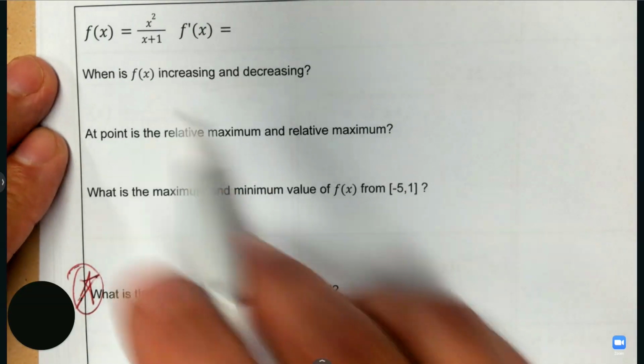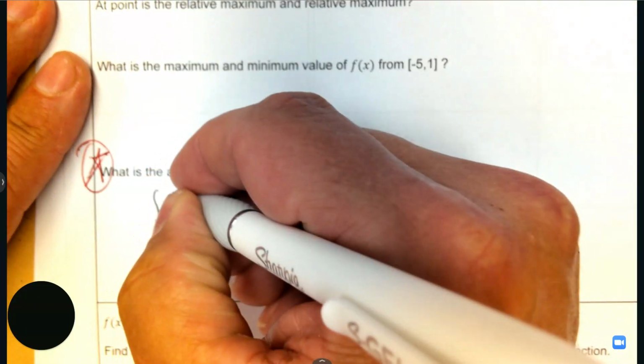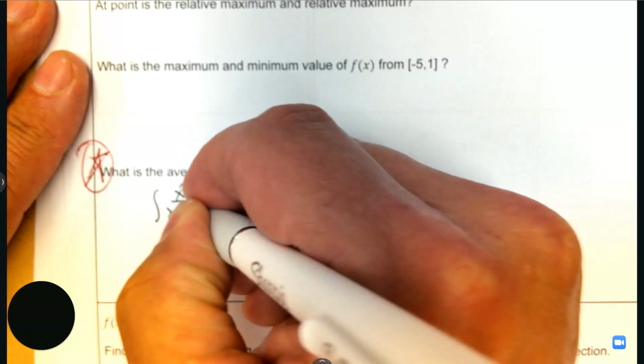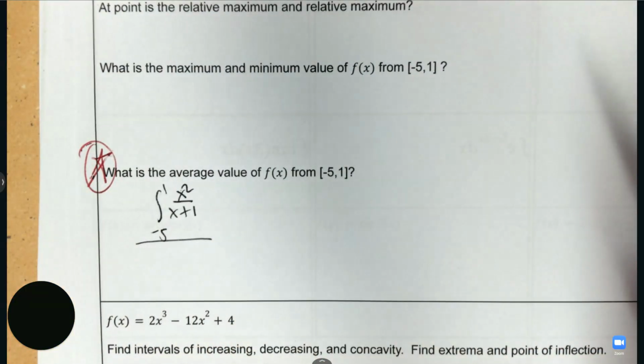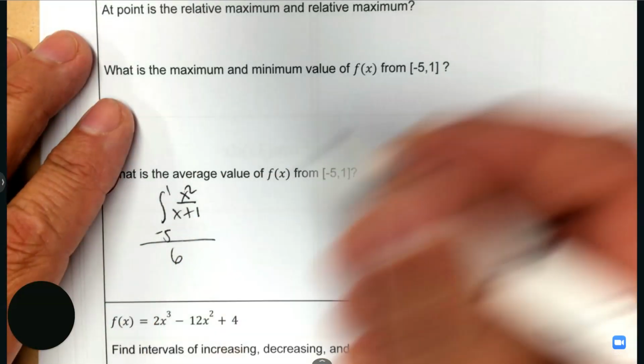What is the average value of a function? I need you to know that's integrating, and that we're going to integrate x squared over x plus 1, from negative 5 to 1, and then we're going to divide by the difference of the bounds. So if I go 1 subtract negative 5, that's 6.